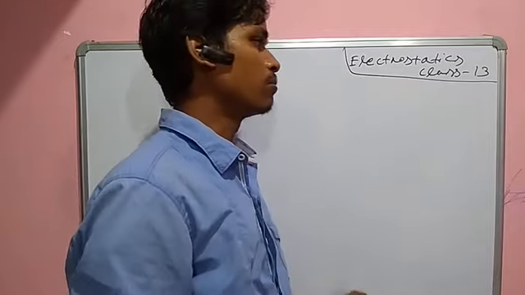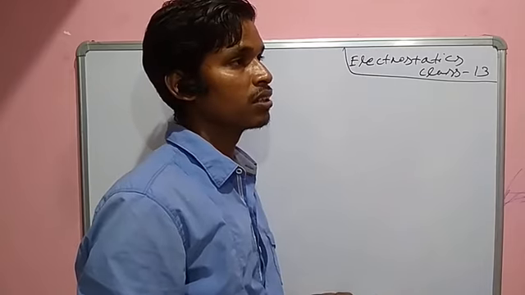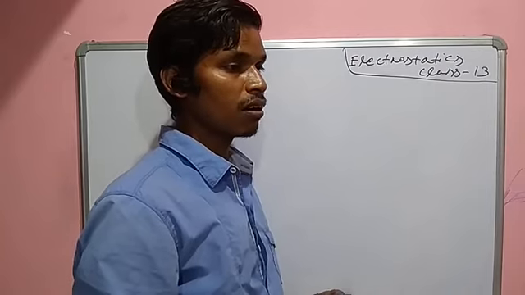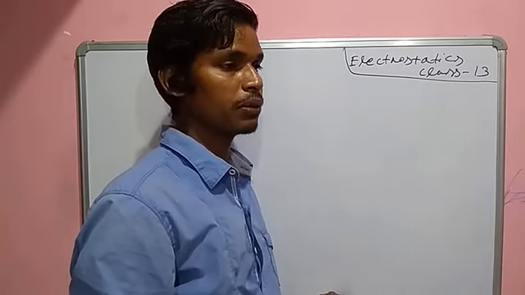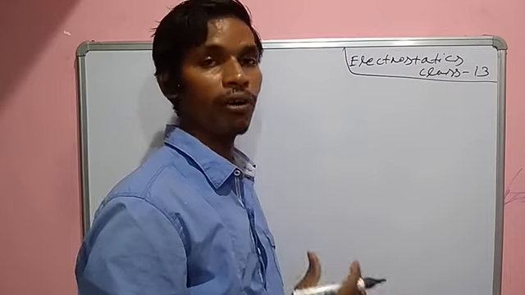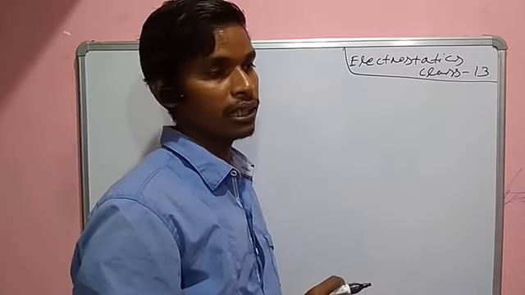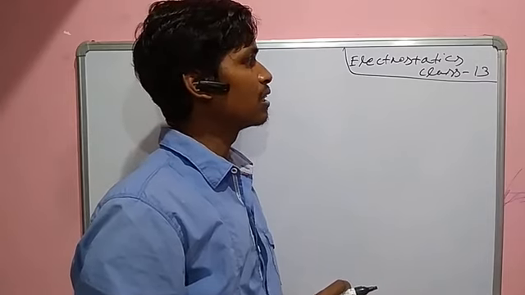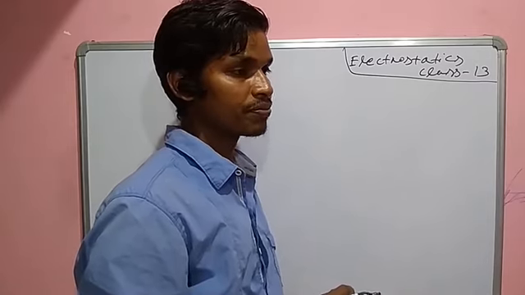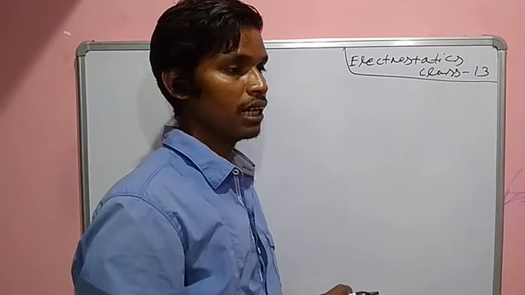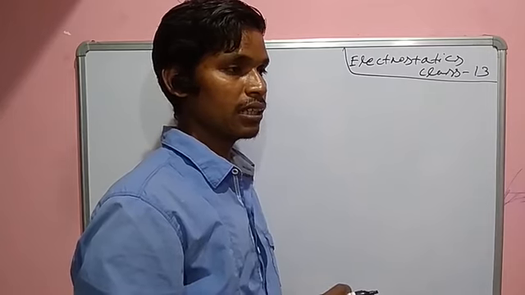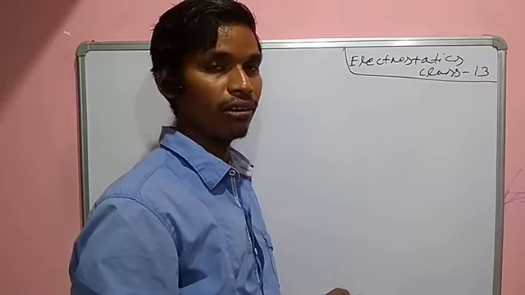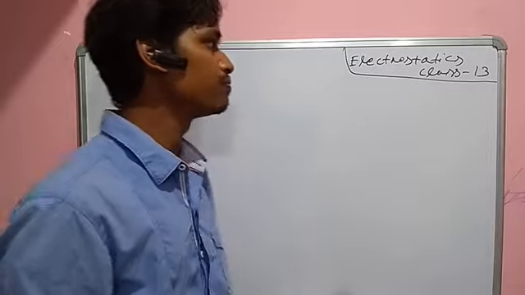In class number 12 we have already discussed the electric field, different types of electric field, that means electric field at any point or superposition of electric fields. And one point I have already told, the electric field inside the charged conductor is zero. I will recall it today also.